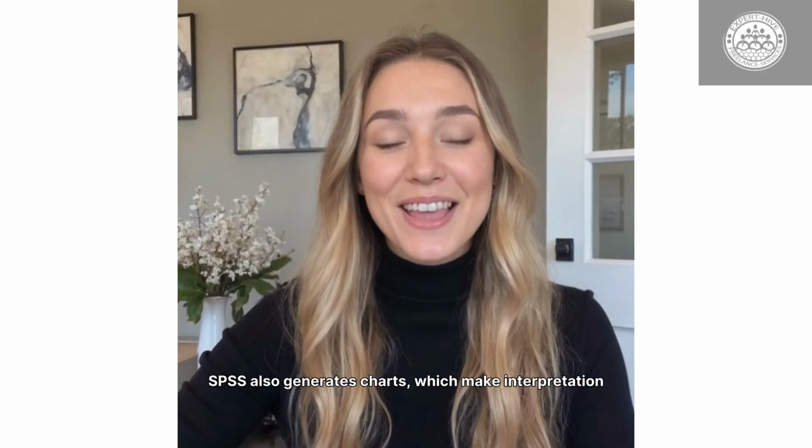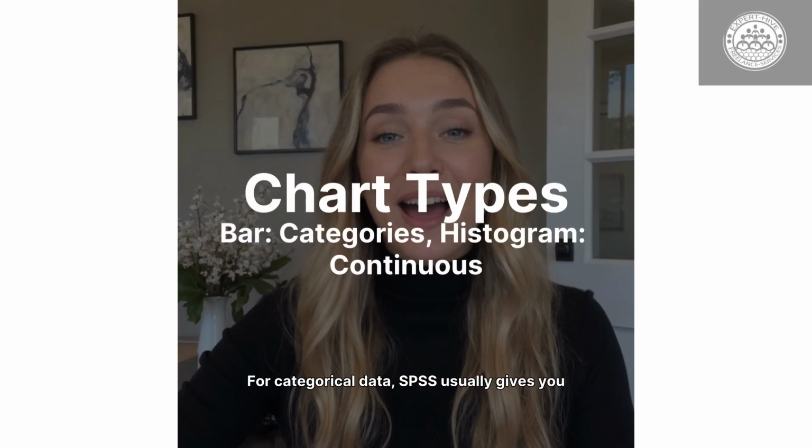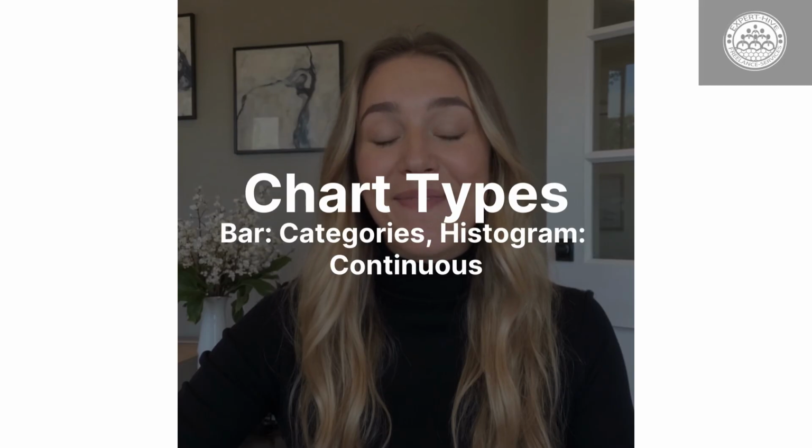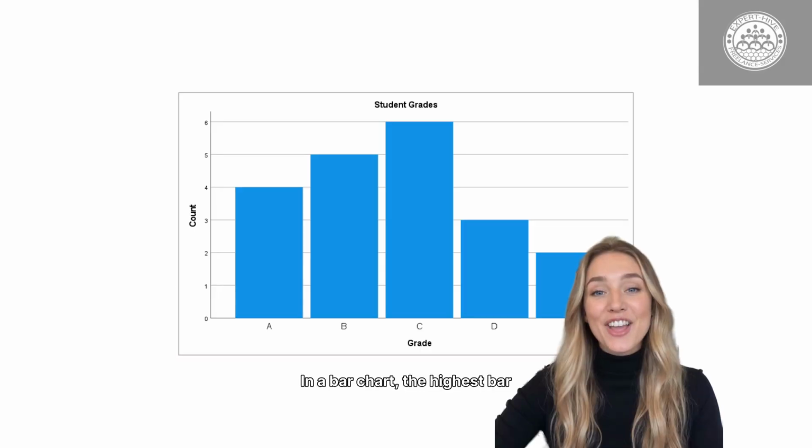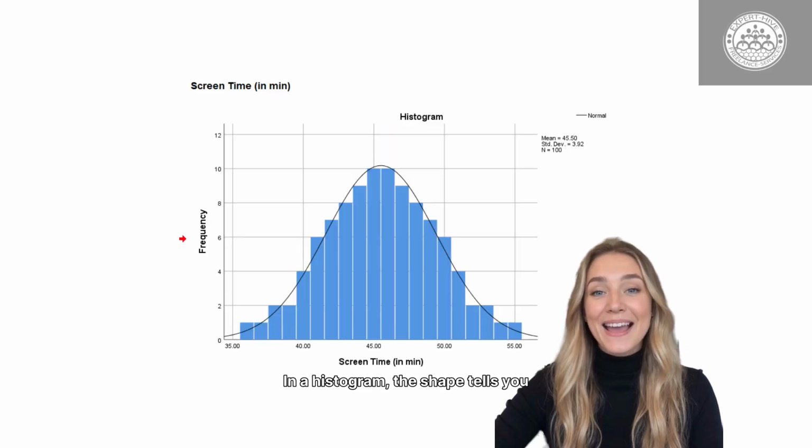SPSS also generates charts, which make interpretation even faster. For categorical data, SPSS usually gives you a bar chart. For continuous data, you may see a histogram. In a bar chart, the highest bar shows the most common category. In a histogram, the shape tells you if your data is normally distributed, skewed left, or skewed right.